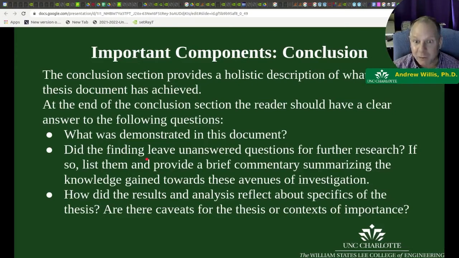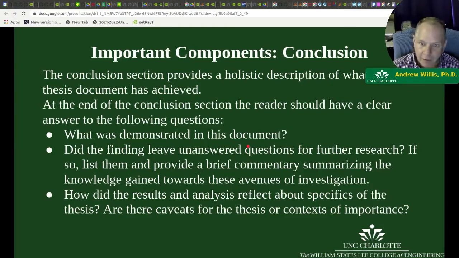It's a sort of punctuation mark at the end of the entire document. It's going to review everything that was demonstrated in the document: what were the methods, what did those methods yield in terms of results, and how did those results advance the state of academic knowledge? That's the first part, what was demonstrated, and one way that one might summarize it.